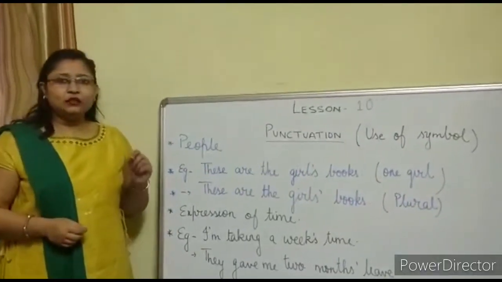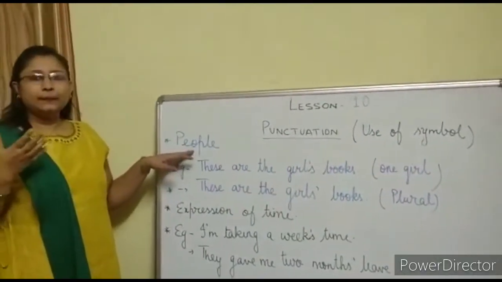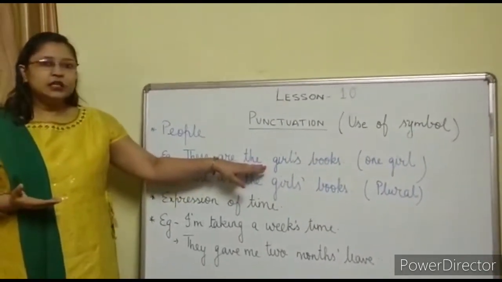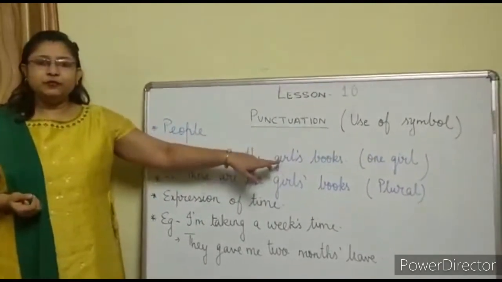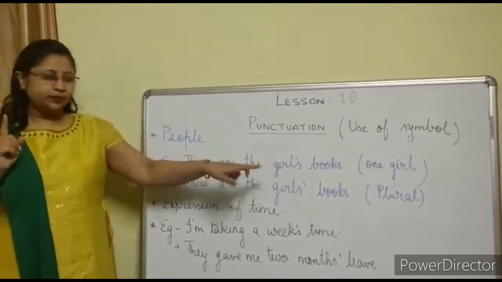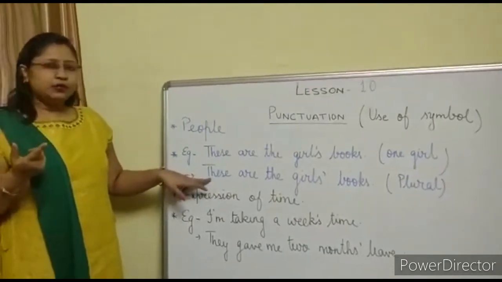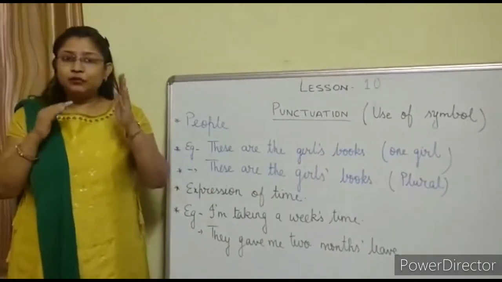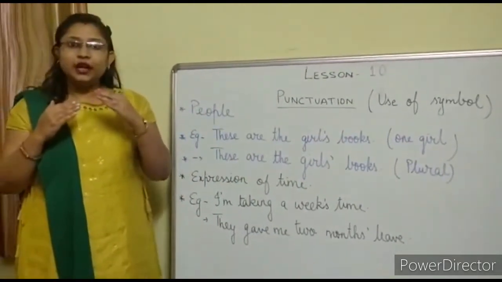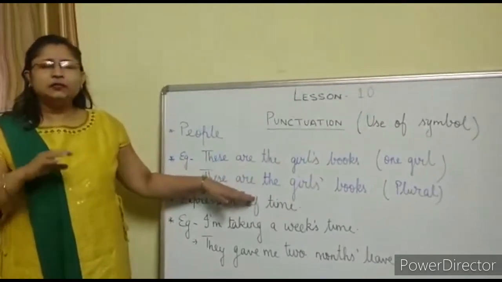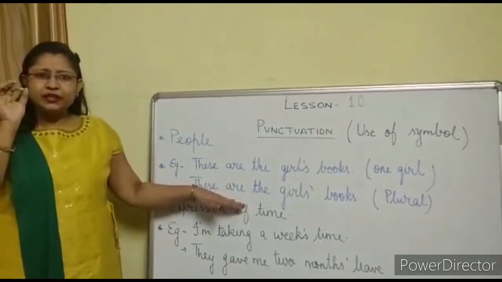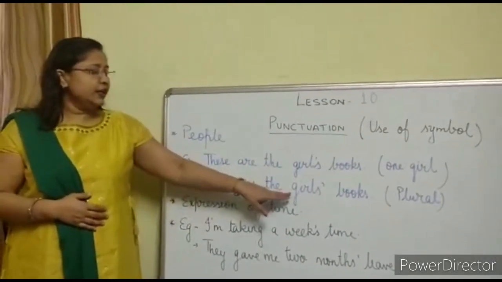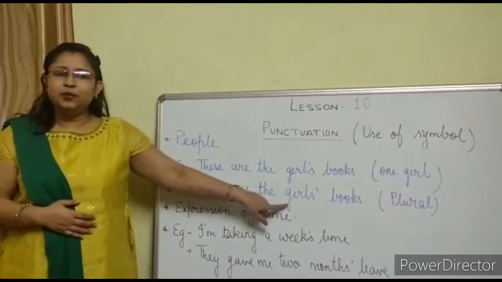The third place where we use apostrophe is with the people. For example, this is the girl's book. Here the apostrophe is before S, so it is singular. That is one girl. Again the same thing, students. And in plural, these are the girls' books. Now students, the singular and plural we will only understand with the use of apostrophe. Both the sentences you see, they are totally the same. Only the difference is the use of apostrophe. Here it is used before S, so it is singular. Here it is used after S, so we will call it plural.